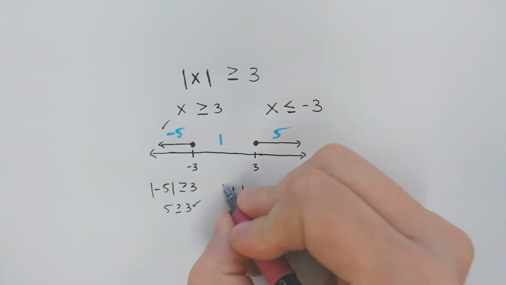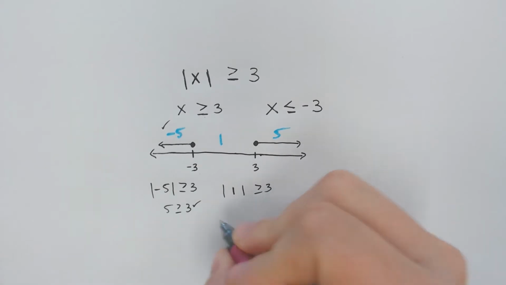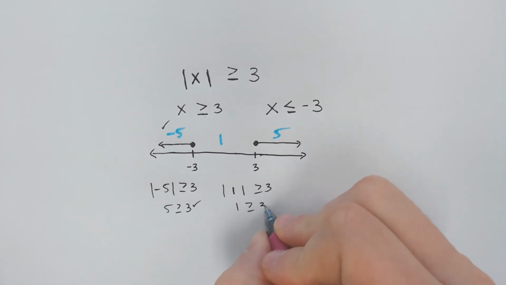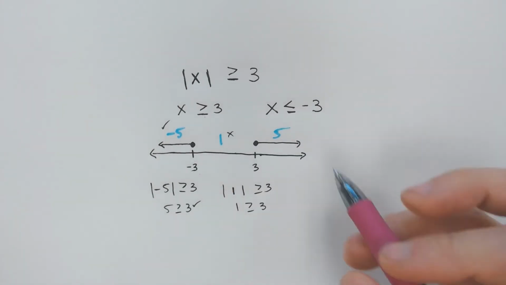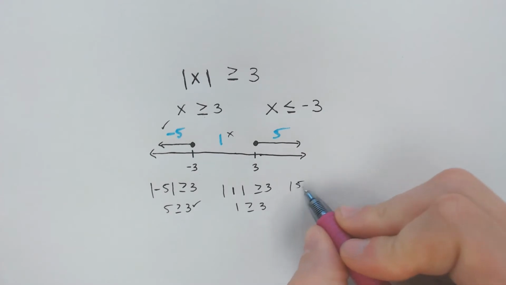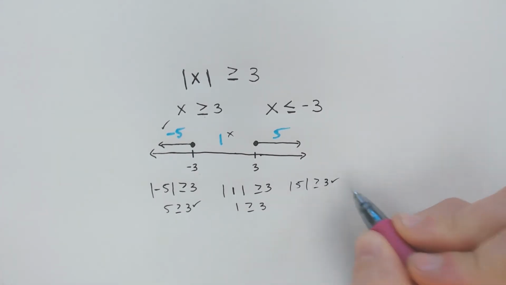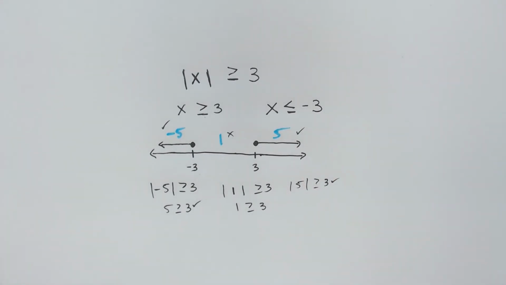Is the absolute value of 1 greater than or equal to 3? Well, no. 1 is not greater than or equal to 3, so this did not work, and we expected that as well. And then 5. If we plug in 5, the absolute value of 5 is, of course, bigger than 3, so the 5 worked. And that means that our answers that we originally had are correct.